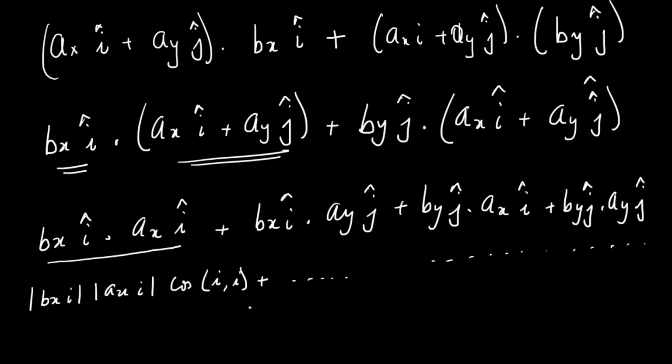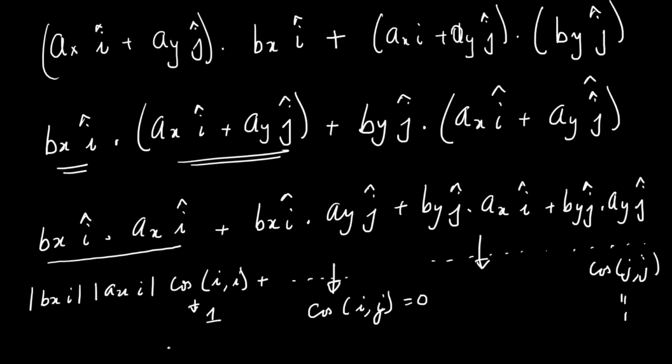I think these two terms will go to 0, because cos of the angle between I and J is 0, and that's because the angle between them is 90 and cos 90 is 0, and this cos here is cos 0, that is 1, and this cos here, that is between J and J, is also 1, and this is clearly AXBX, and you'll get another term from here, which is AYBY.